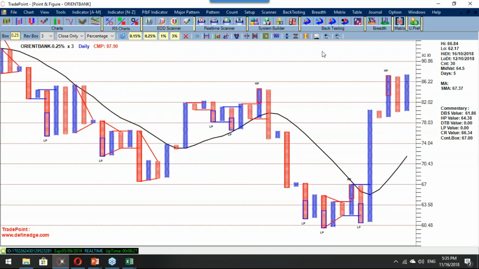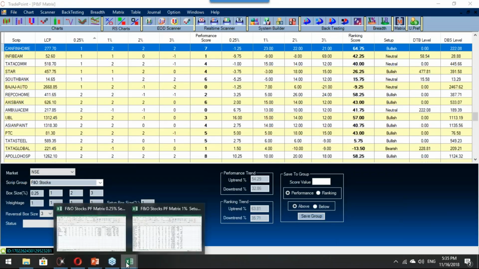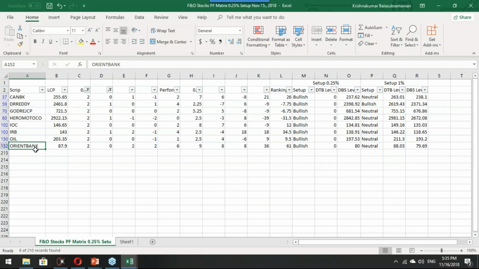So yesterday's close was 87.90. Today the close is 91, so close to 4.5%. Not bad, isn't it? So these are the ideal candidates that you must be focusing on. And the good thing here is the buy trigger price will also be given by the software to you.